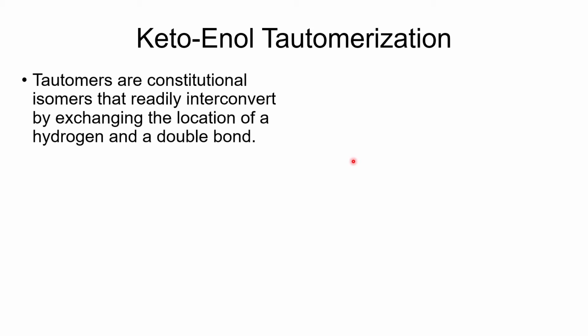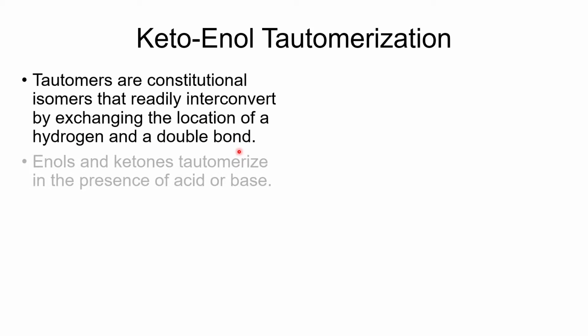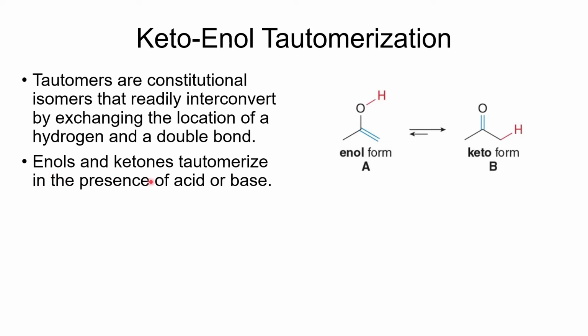So let's talk about this keto-enol rearrangement. We call this tautomerization. Tautomers are constitutional isomers that readily interconvert by exchanging the location of a hydrogen and a double bond. Enols and ketones will tautomerize. We got the noun, and now we have the verb form there. It will tautomerize in the presence of either acid or base. The mechanism for tautomerization is really easy, and we will look at that here in just a moment.